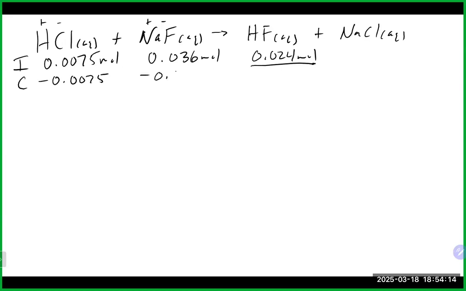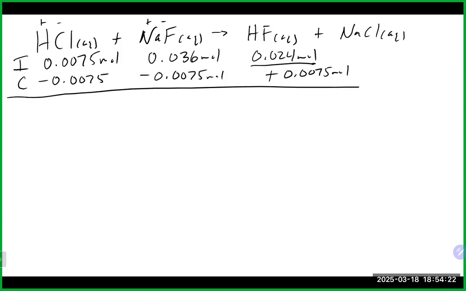Change is going to be our HCl moles in this case. So minus 0.0075 for both of those, and we're going to add 0.0075 moles. That is going to get us here: 0 for our HCl, 0.036 minus 0.0075, 0.0285 moles. We are adding on the other side there, 0.024 plus 0.0075, 0.0315 moles. Any questions on the ice table? Ignoring sodium chloride for the reasons we've done previously, it's not going to affect anything.